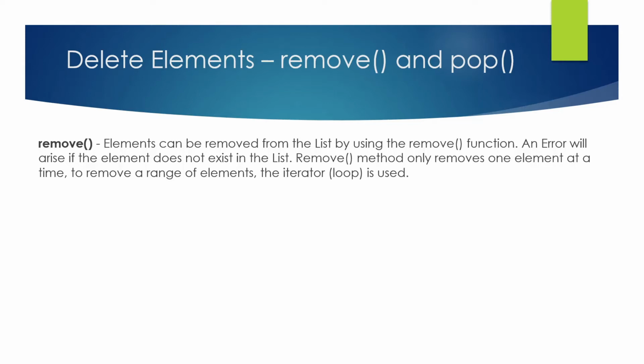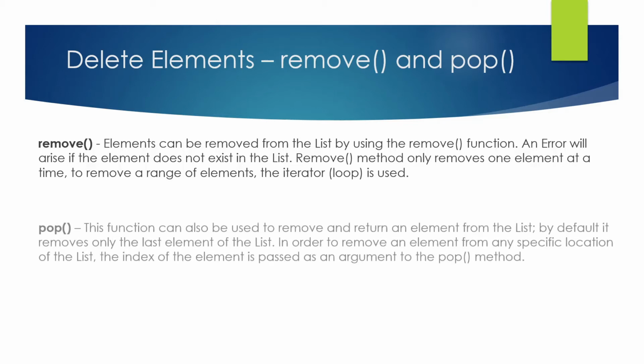Remove method only removes one element at a time. That's the problem. Sorry, that's the feature of it. To remove a range of elements, you again need to use a loop as an iterator, and we are going to talk about that in future. So if you have two occurrences, let's say you have 11 elements, 1, 2, 3, 4, 5, again 5, and then 6, 7, 8, 9, 10, 11, and you use remove, it will remove only 5 at the first occurrence and not the second one. So that's one of the features.